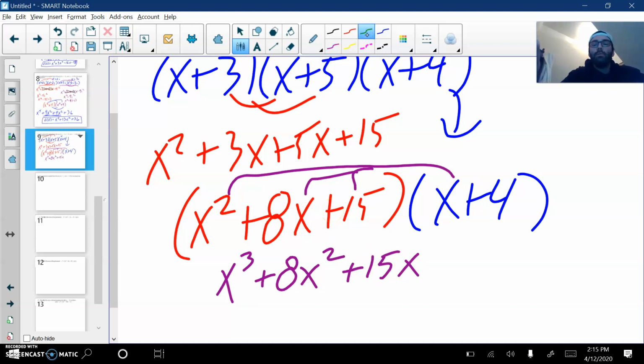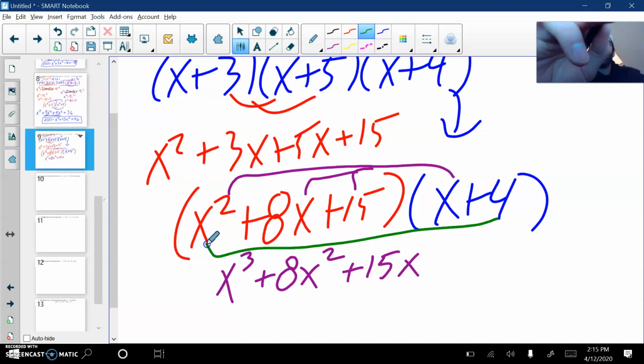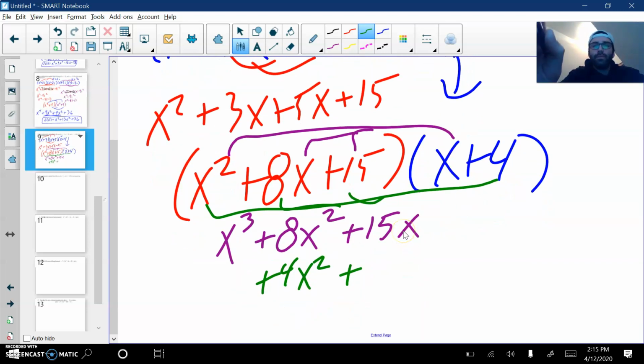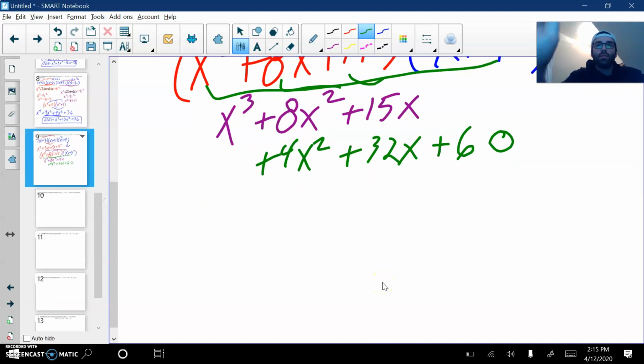X times 15 to get plus 15x. Now multiply 4 to everything. 4 times x squared, 4 times 8x, and 4 times 15. So plus 4x squared plus 32x plus 60. Notice how I line them up like this. I did that on purpose so that I could just go straight down to combine my like terms.